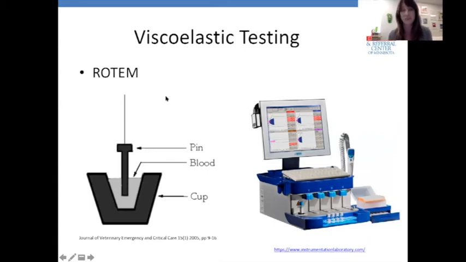So the Rotem works similarly. All of these machines work similarly. And essentially with the Rotem, so if we looked at the TEG, the pin was the thing that moved, and then the machine evaluated the torque and created a pretty graph. But with the Rotem, the cup is the thing that moves, and then the machine evaluates the torque as the cup moves and the clot forms, and then creates the graph from that. So exact same idea. Probably the same people that worked to form all of this just went in two different directions and formed two different companies. I don't know. But in this one, the cup moves.